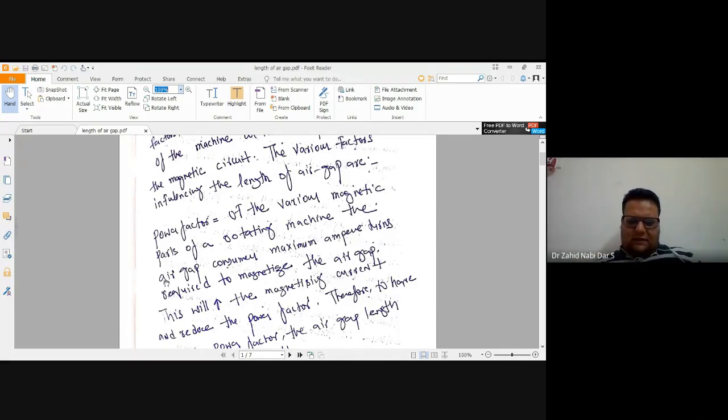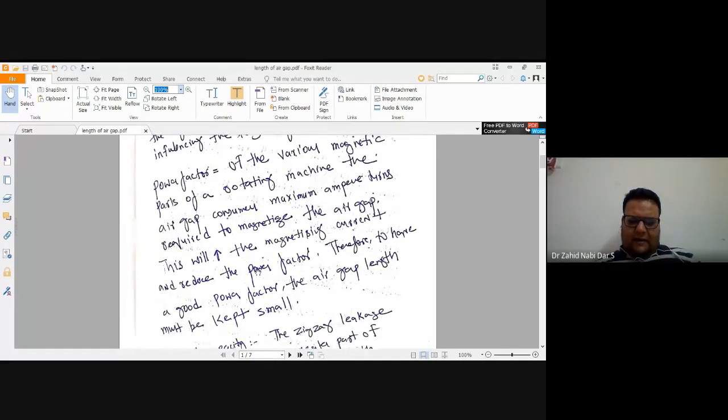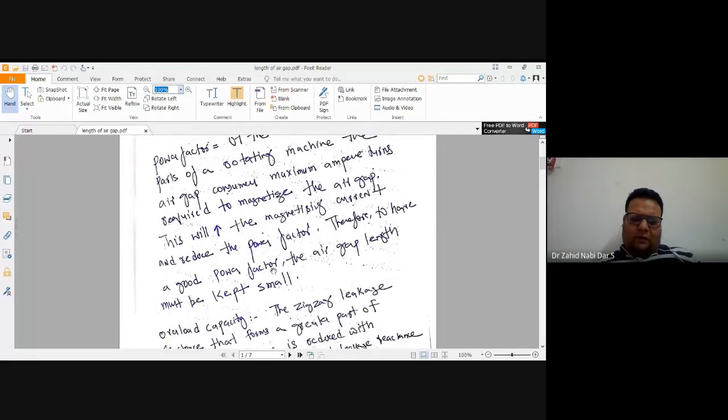So this will increase the magnetizing current and reduce the power factor. Therefore, to have a good power factor, the air gap length must be kept small.